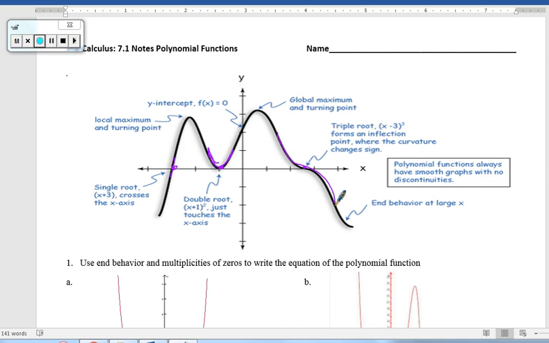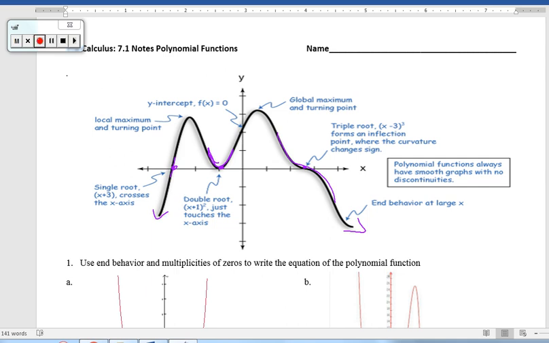We're also interested in end behaviors. So as x is approaching positive infinity, f of x in this case is approaching negative infinity. It's heading down. As x is approaching negative infinity, f of x here is also approaching negative infinity. That helps us to figure out if our leading term will be an even or odd exponent. If the ends are heading in the same direction, it will be even. If they're heading in opposite directions, it will be odd.